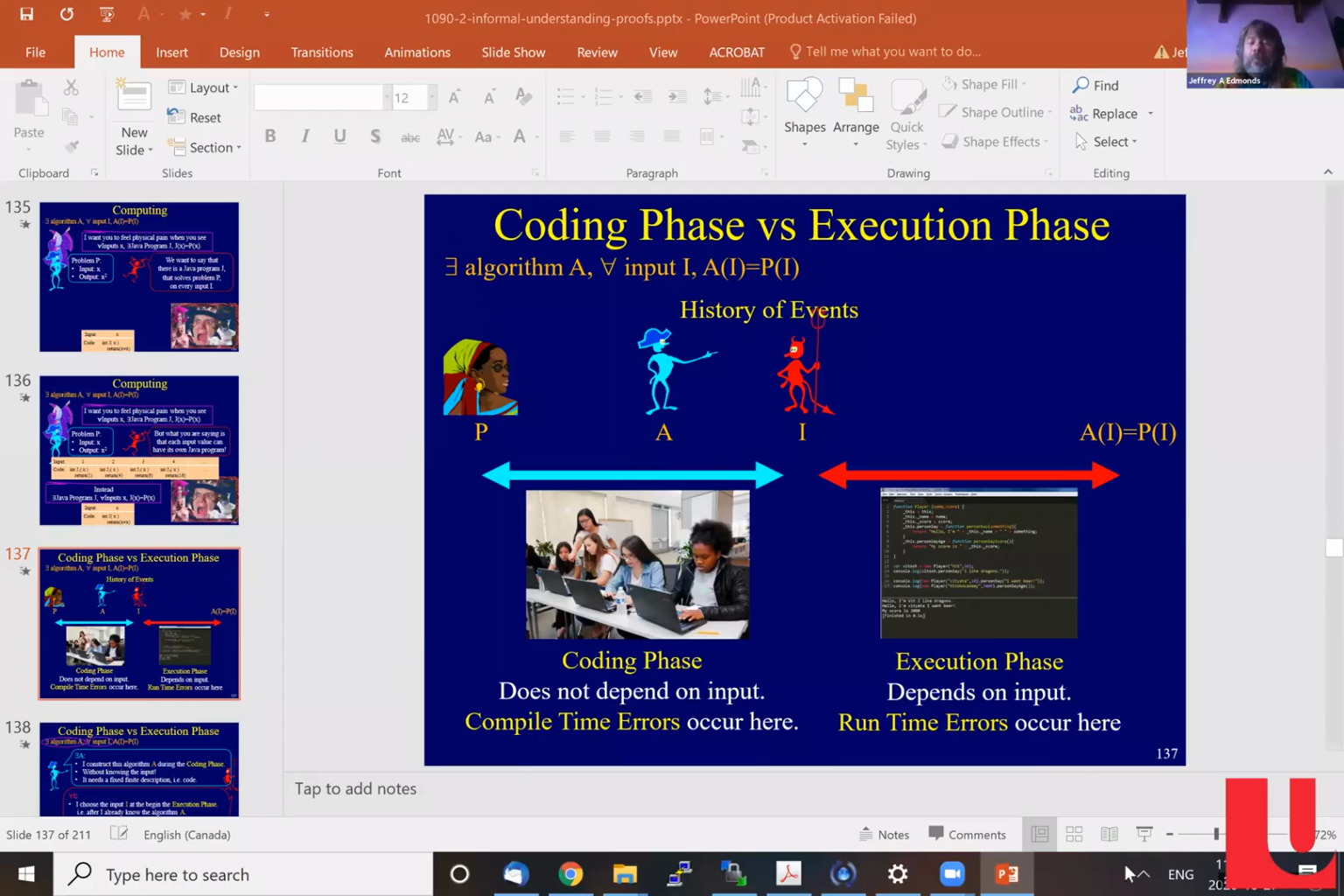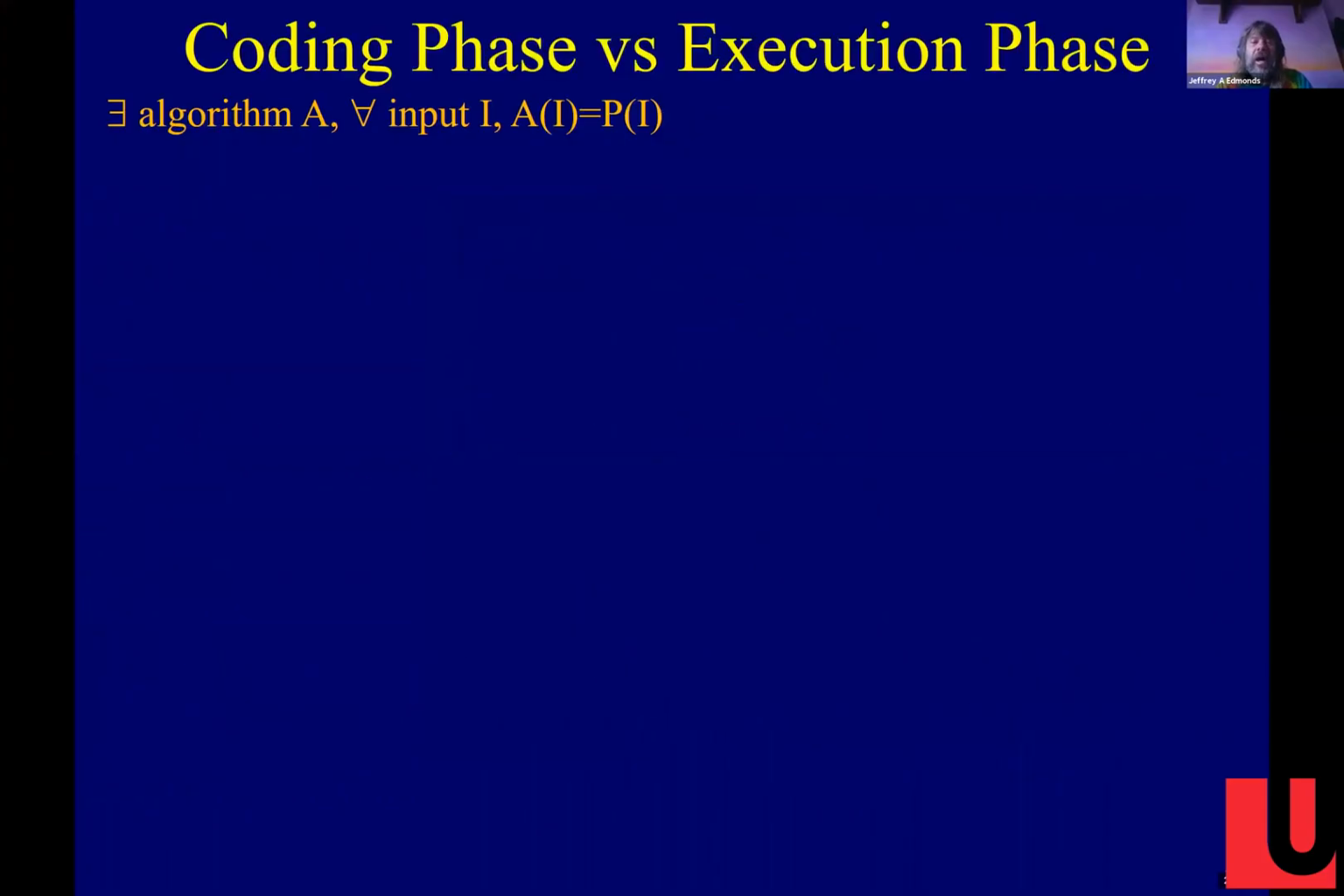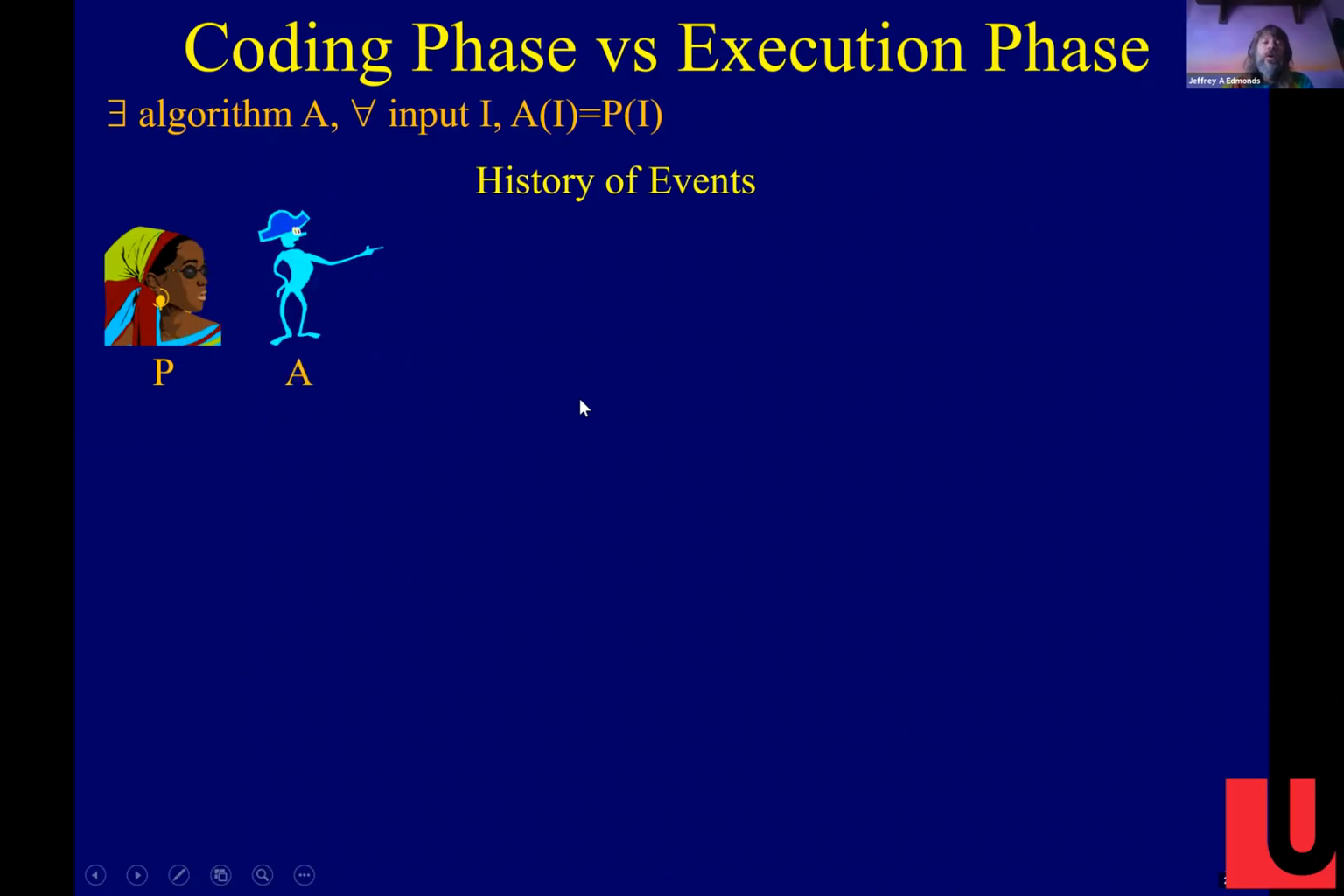But after we talked last class, I was spending way too much time on confusion about the running time period versus encoding. Remember, we had compile time and we had run time. So in the slides, I changed it to coding phase and execution phase. So what does that look like?